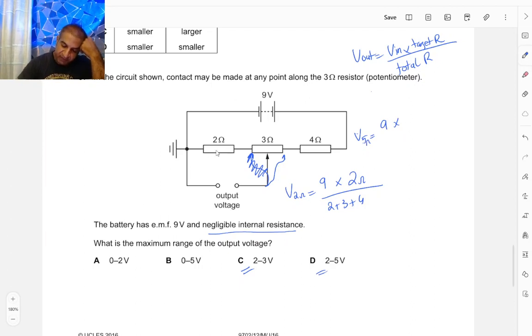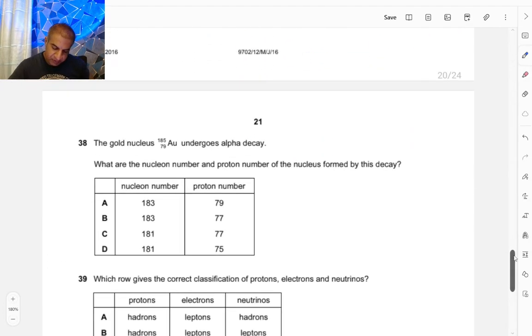So across 5 ohms, because we are now going to be seeing 5 ohms over here, 5 multiplied by 9, divided by the total resistance, again 9, gives 5 volts. So let's just go for this one. This is the right answer. That is it. Let's move on to the next question.